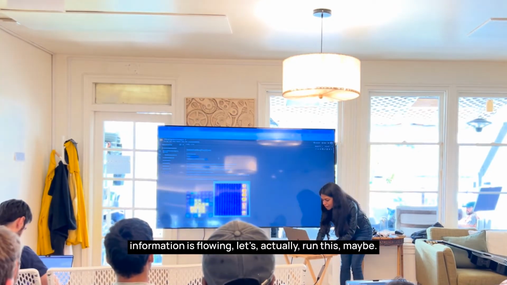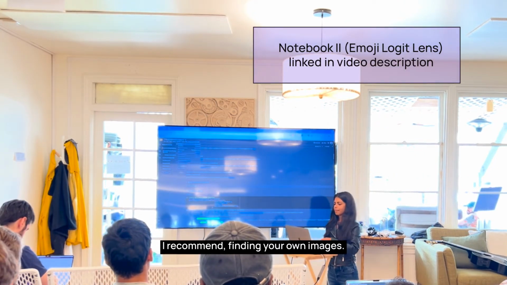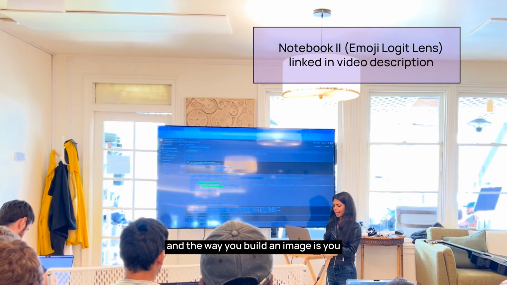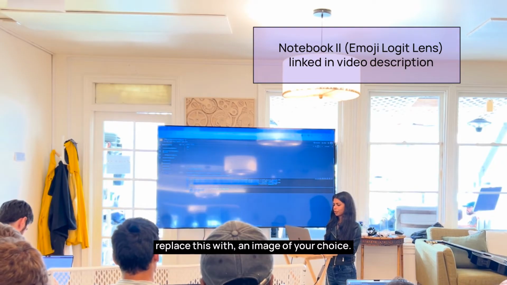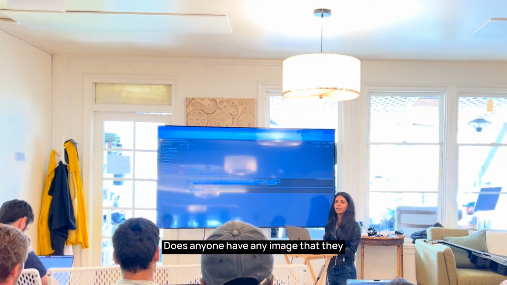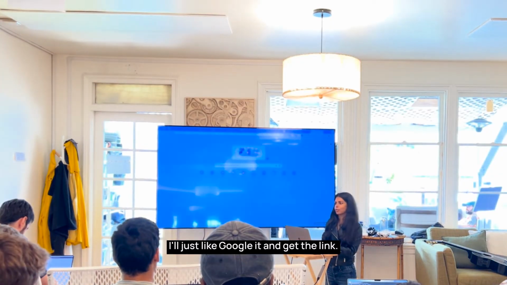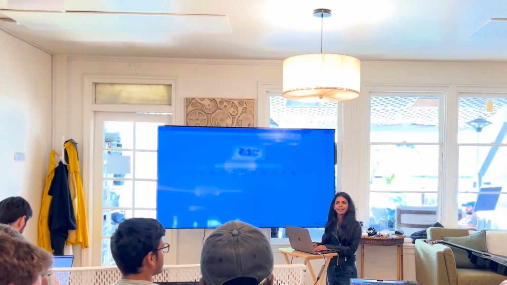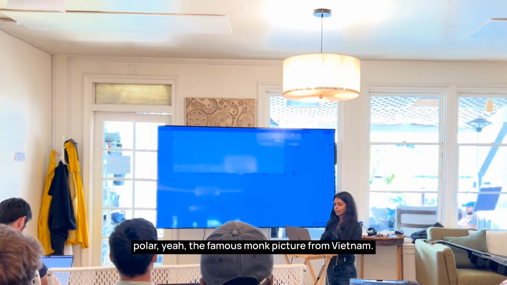Let's actually run this and open it. I recommend finding your own images, and the way you load an image is you find the URL and just use wget, replacing this with the image of your choice. So we can run any image we want. Does anyone have an image that they want to see run with the emoji logic lens? I'll Google it and get the link. Maybe I want to see a polar.